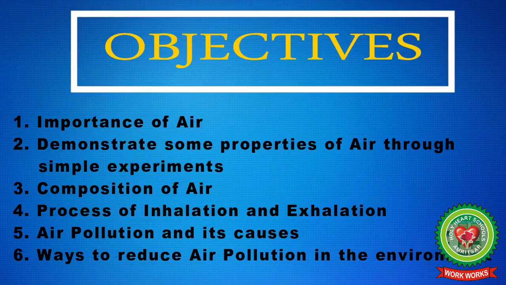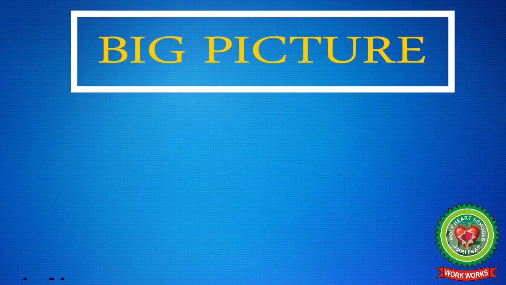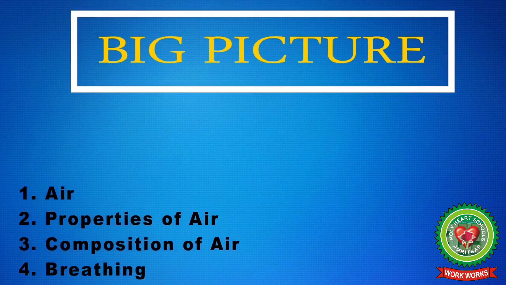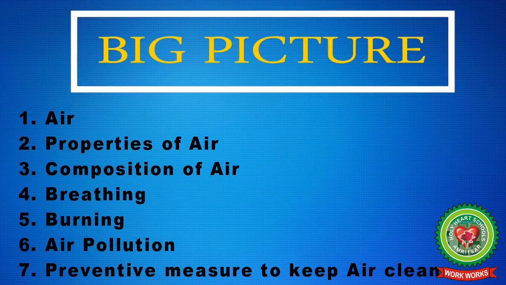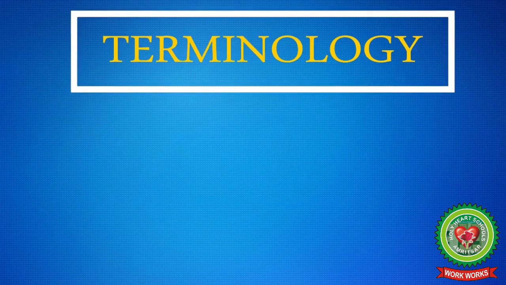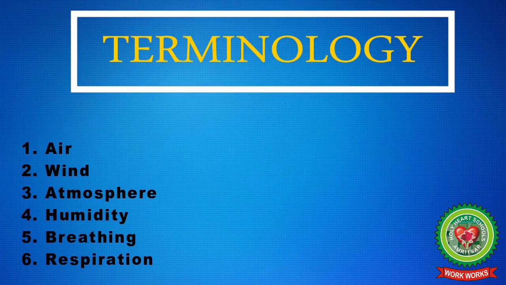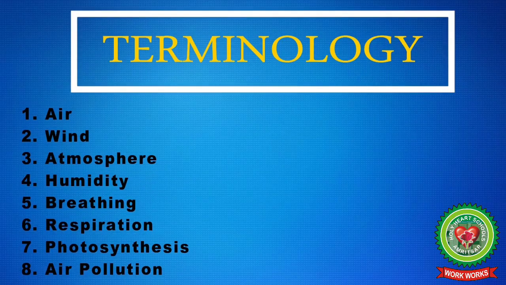In this chapter, we will also discuss air, properties of air, composition of air, breathing, burning, air pollution, preventive measures to keep air clean. The terms of this chapter are air, wind, atmosphere, humidity, breathing, respiration, photosynthesis, air pollution.